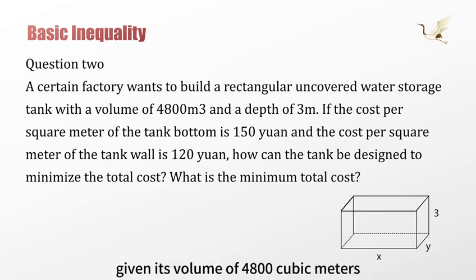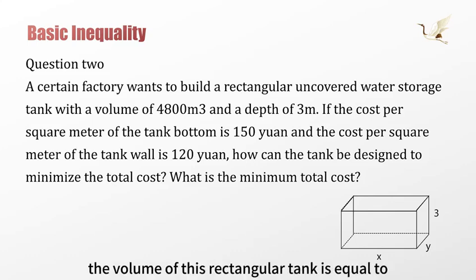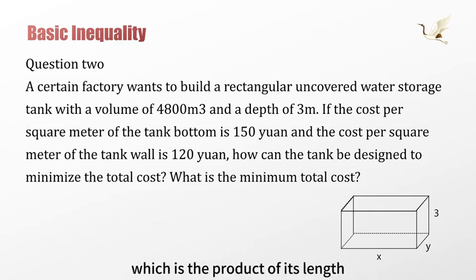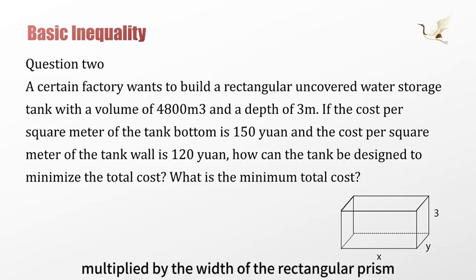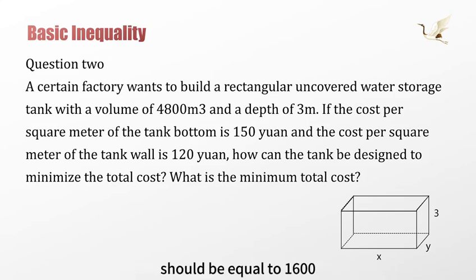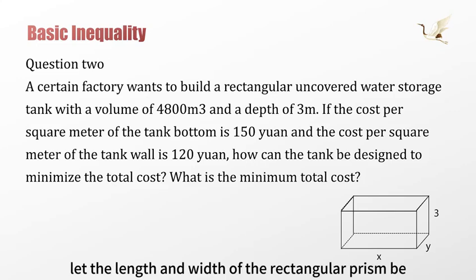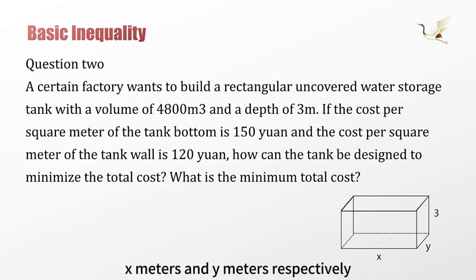Given its volume of 4,800 cubic meters, the volume of this rectangular tank is equal to 4,800 cubic meters, which is the product of its length, width, and height. Because the depth of the pool is 3 meters, the length multiplied by the width should be equal to 1,600 square meters. At this point, we can introduce two variables. Let the length and width be x meters and y meters respectively, so x multiplied by y equals 1,600.